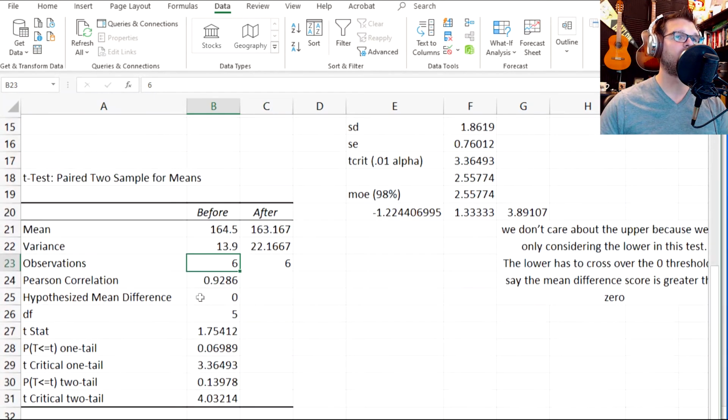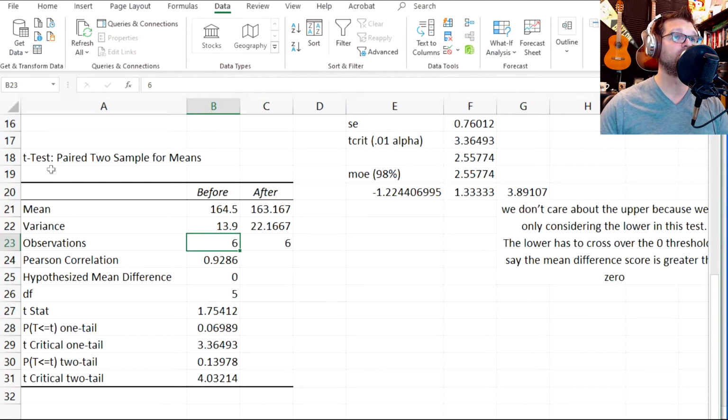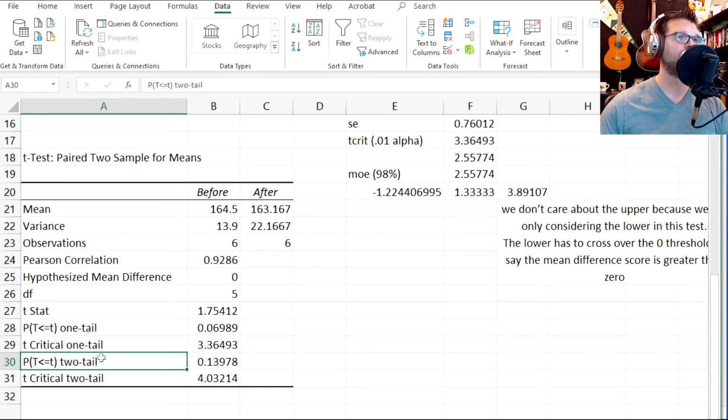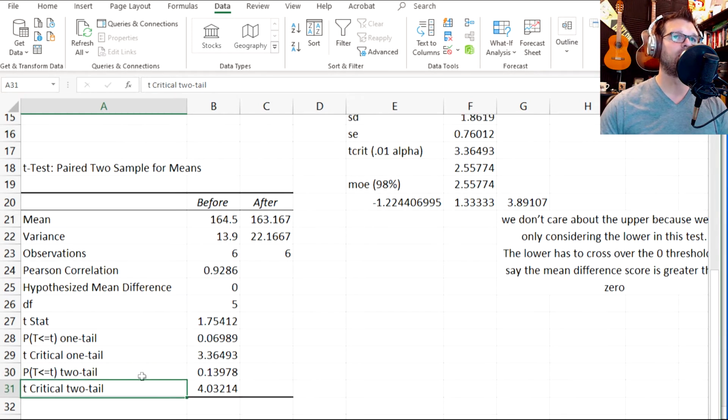So now this right here is the results for running a paired two-sample t-test. And you can actually use all this information. It's very reliable. It gives you the t-statistic, the degrees of freedom, the Pearson's correlation, which you don't have to worry about right now, the variance, the means, the number of observations. And then it also gives you the probability for a one tail, probability for a two tail, and the critical values as well. So that's really great.